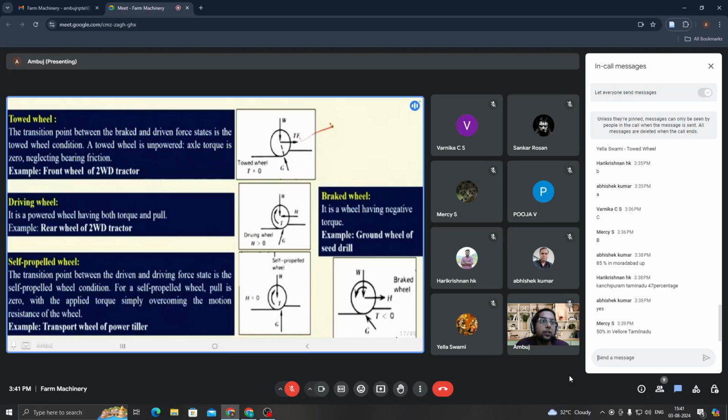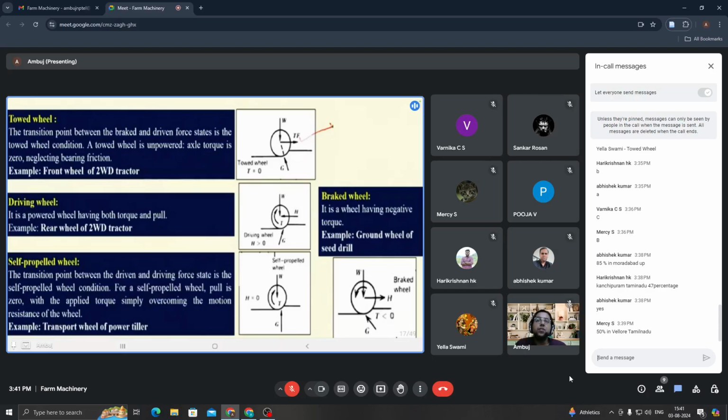Another one is the driving wheel. Driving wheel has both torque as well as pull, like the rear wheel of a tractor. It is able to generate the torque as well as the pull. H is pull, T is torque, W is weight, G is ground reaction. What is the direction of ground reaction, why is it changing, I'll tell you, bear with me. In this particular slide I am giving you examples and the basic idea, I'll tell you in great detail. Yes, another one is the self-propelled wheel.